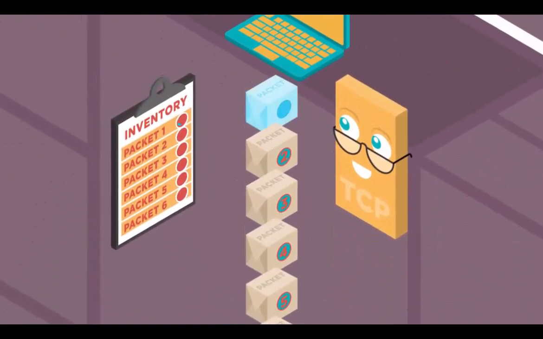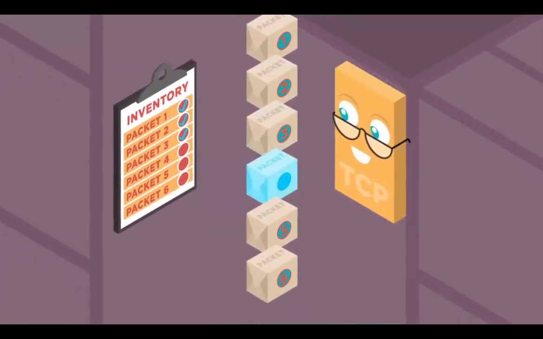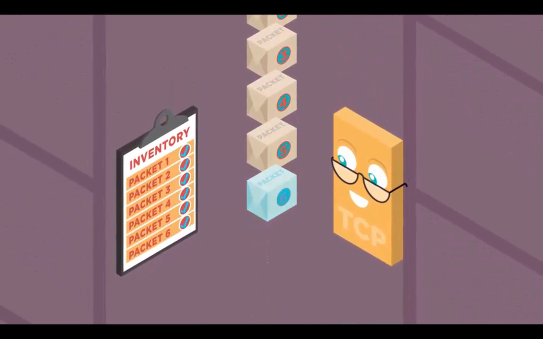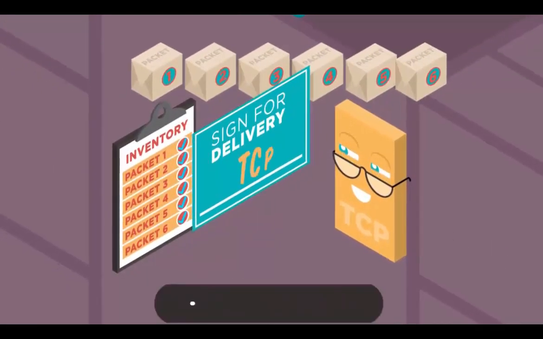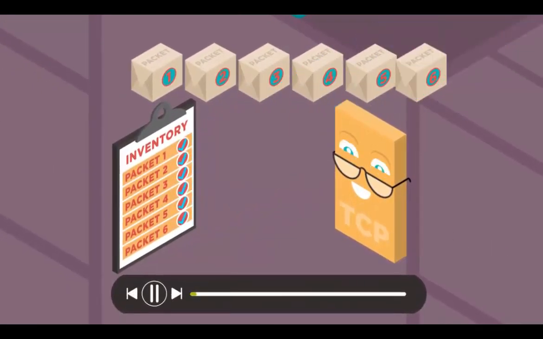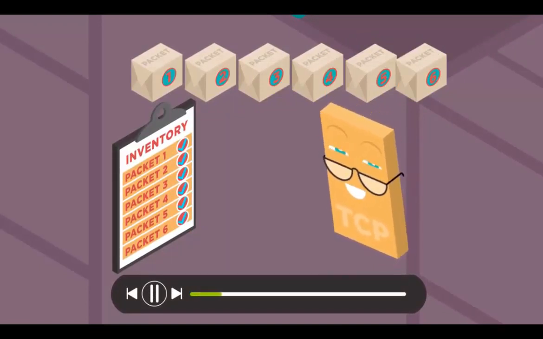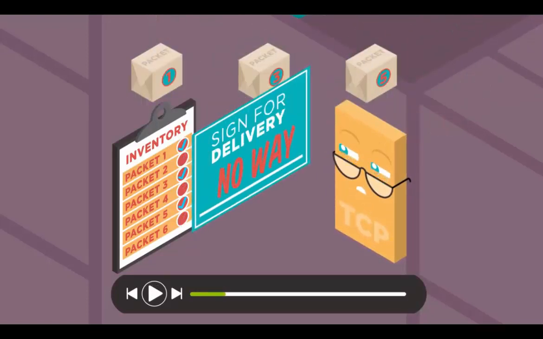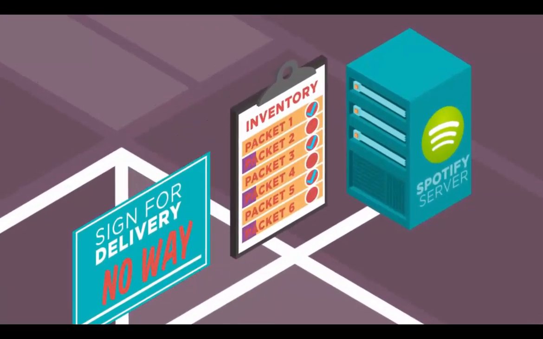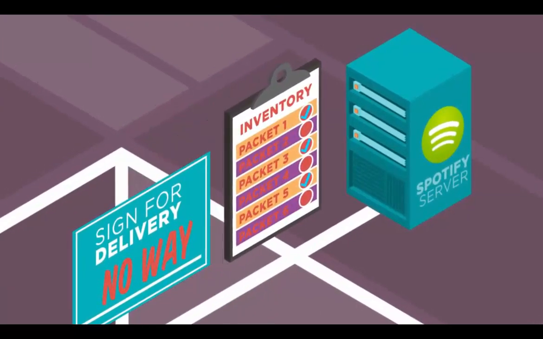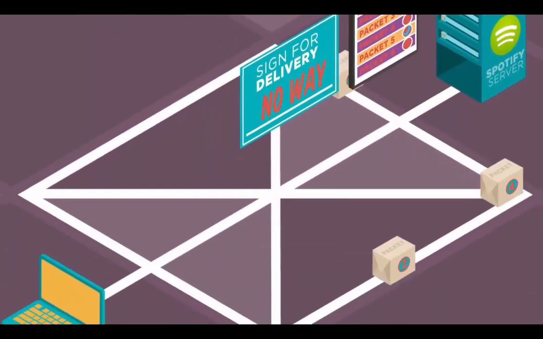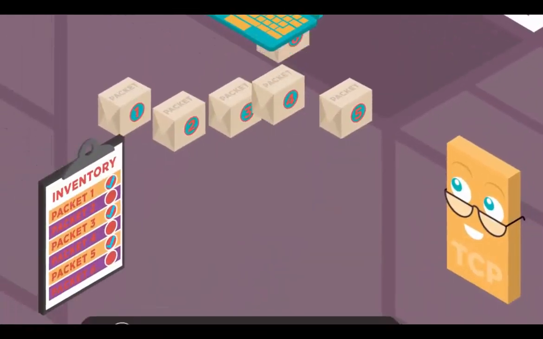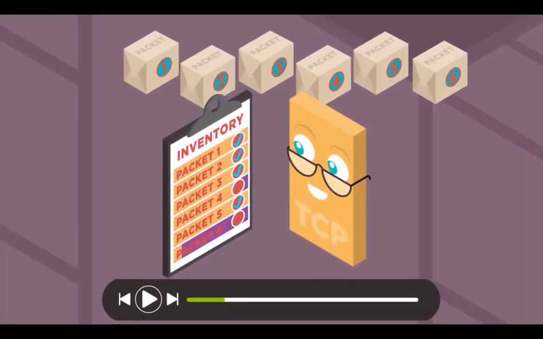When your packets arrive, TCP does a full inventory and sends back acknowledgments of each packet received. If all packets are there, TCP signs for your delivery and you're done. If TCP finds some packets are missing, it won't sign. Otherwise, your song wouldn't sound as good, or portions of the song could be missing. For each missing or incomplete packet, Spotify will resend them. Once TCP verifies the delivery of many packets for that one song request, your song will start to play.